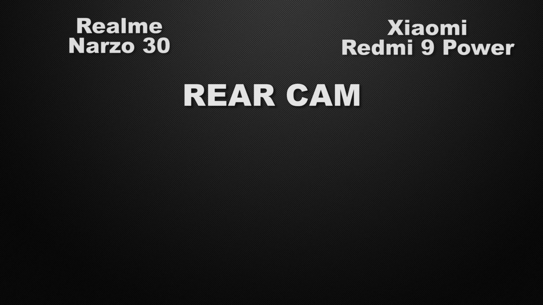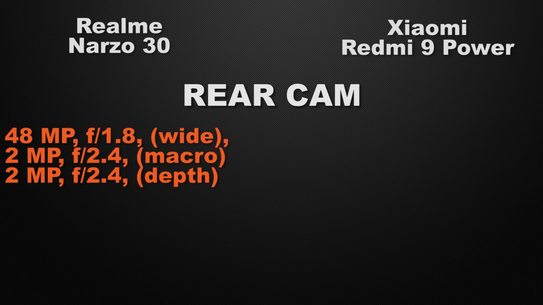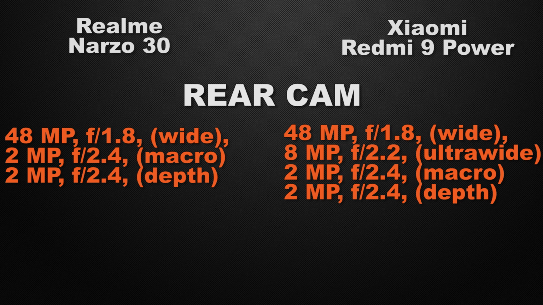Talking about the rear camera of the devices, Narzo 30 has a triple camera setup: 48 megapixel wide camera, 2 megapixel macro camera and 2 megapixel depth sensor. Whereas 9 Power comes with a quad camera setup: 48 megapixel wide camera, 8 megapixel ultra wide camera, 2 megapixel macro camera and 2 megapixel depth sensor. So the winner here is 9 Power because it has a quad camera setup which has a 2 megapixel macro camera which can take high resolution photos.